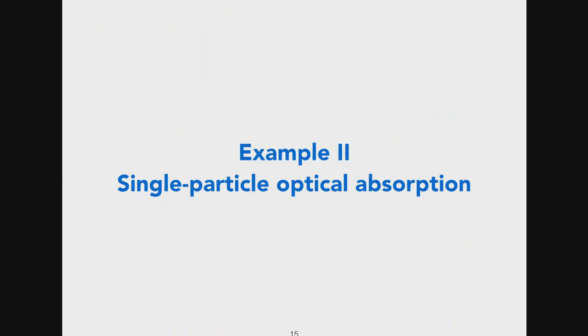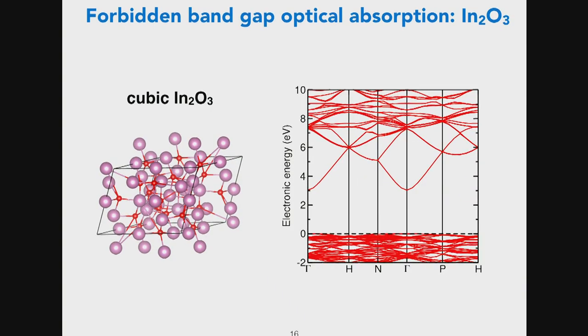The second example is moving away from individual electronic energy levels and looking at dipole matrix elements, so the connection between them. And the first example is single-particle optical absorption. The example that I want to look at is indium oxide. Indium oxide is a material that's being used for transparent conducting applications. This is the primitive cell, the cubic primitive cell with about 40 atoms in it, so it looks rather complex. And this is the band structure.